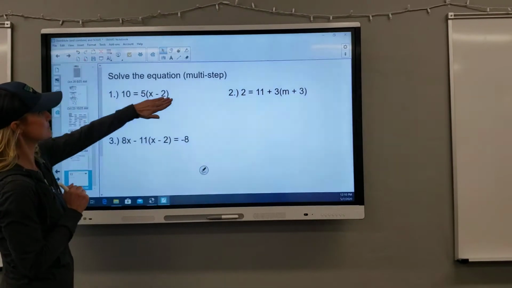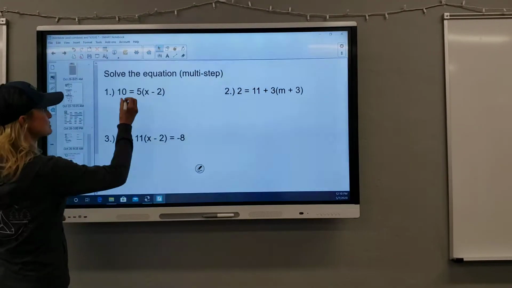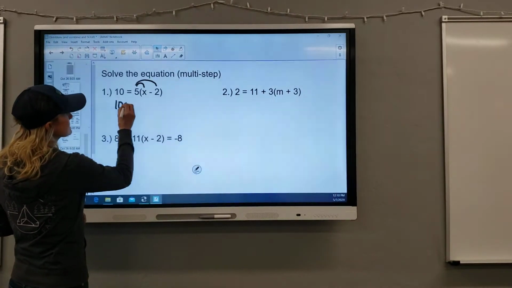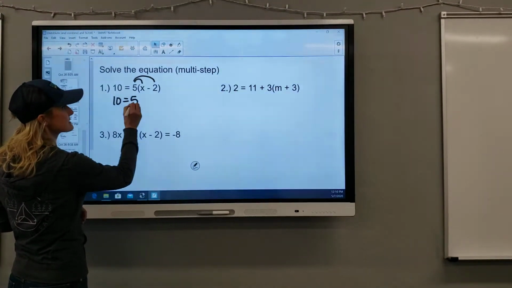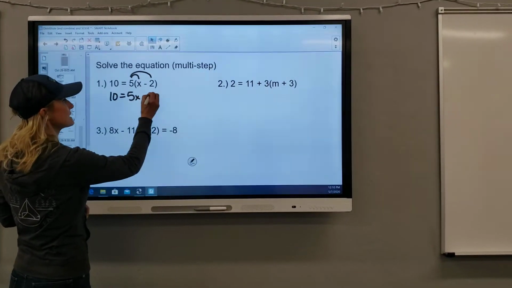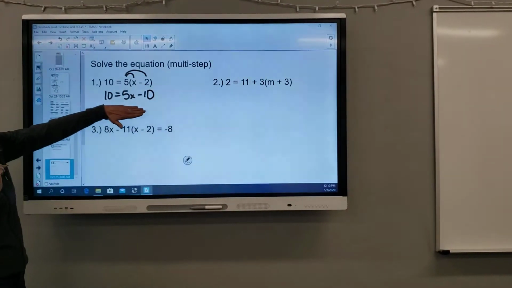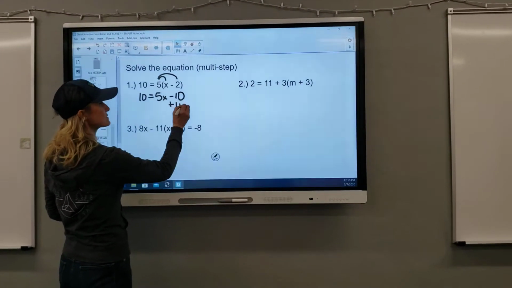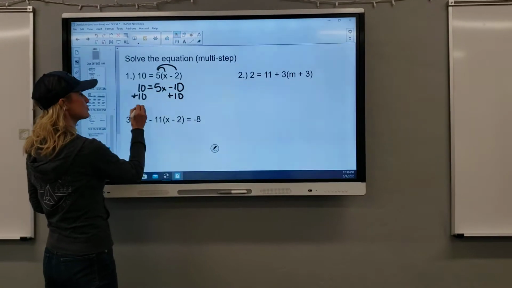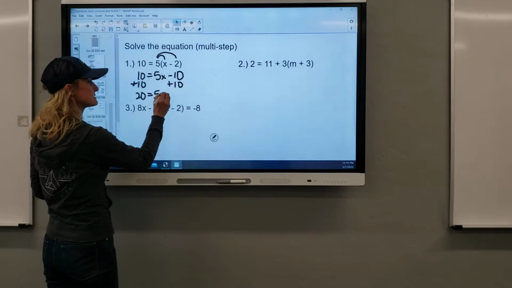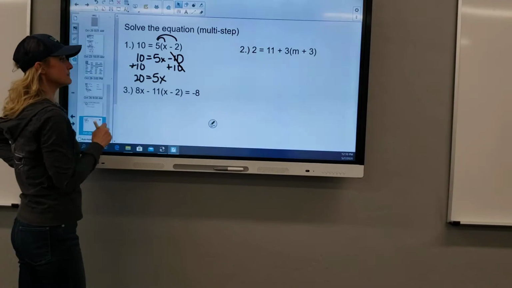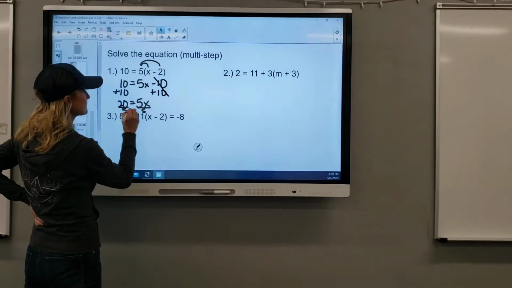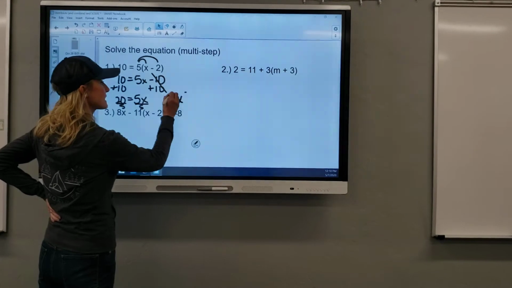It doesn't matter that my x term is on this side. My first step says to distribute. So I'm going to take my 5 and distribute it to both the x and the -2. 10 stays here, so I have 5 times x is 5x. 5 times -2 is -10. Right here, like I said, we have a two-step equation. So you've got something subtracted, so we do that first. So we have 20 on this side equals 5x. This dropped out. And then your last step here is to divide by 5. When I divide each side by 5, I have 4 equals x.